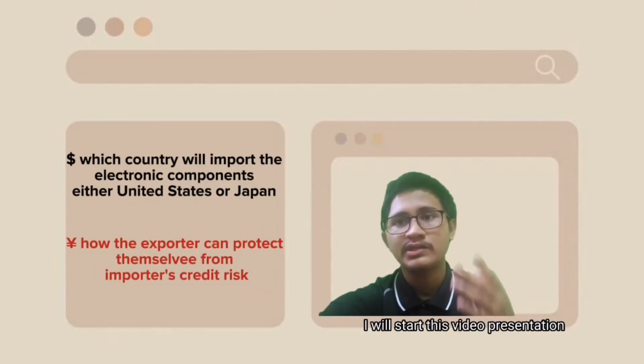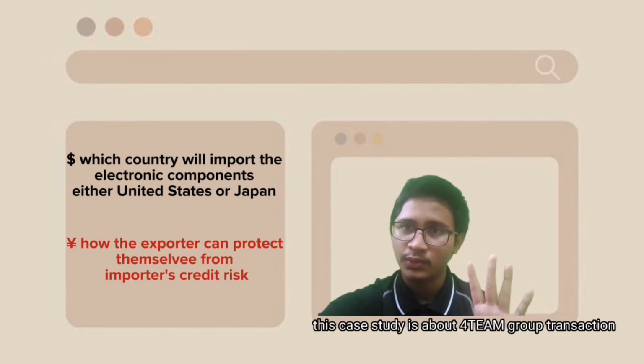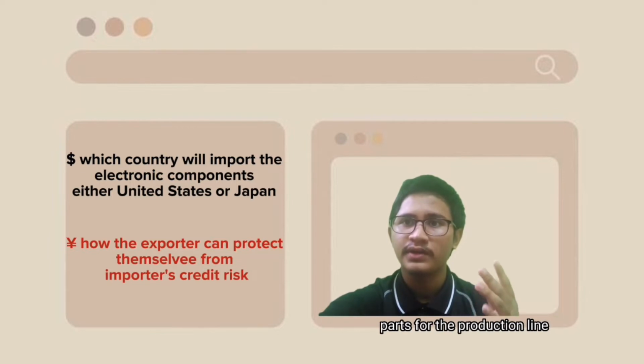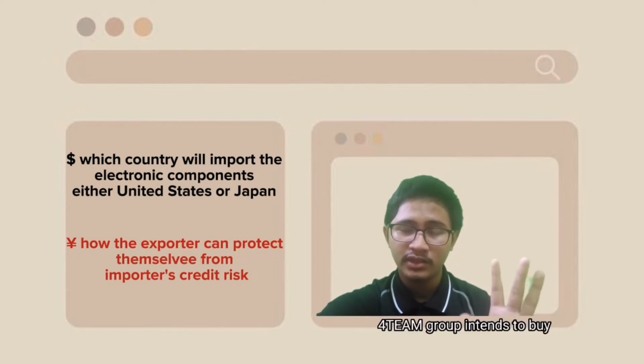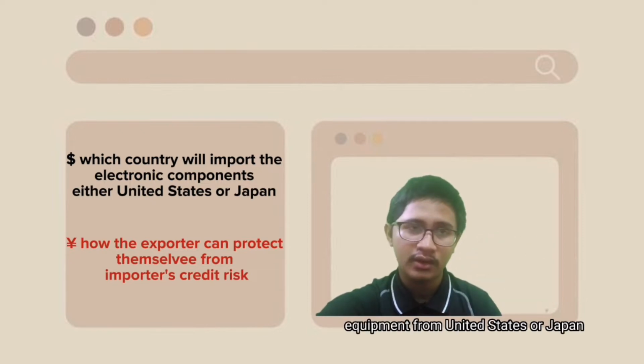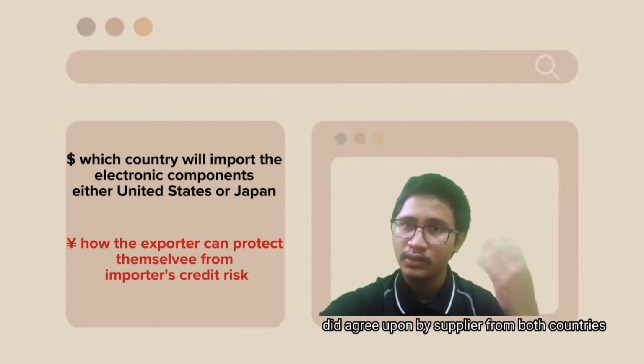Assalamualaikum and good day. I will start this video presentation by defining the introduction of our case study. This case study is about 14 Group's transaction wherein they purchase electrical parts for the production line by signing a contract with a component manufacturer. 14 Group intends to buy equipment from the United States or Japan under the following conditions agreed upon by suppliers from both countries.